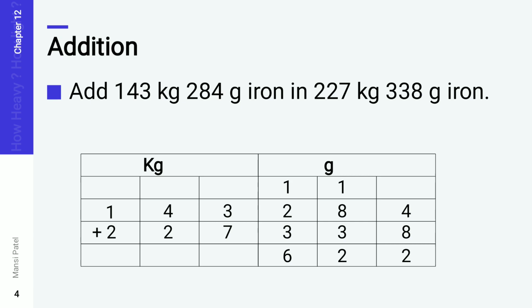3 plus 7, it's a 10. So 0 we have to write down here and 1 on the carry. 1 plus 4, 5. 5 plus 2, 7. And then 1 plus 2, 3. So what is the answer? So your answer is 370 kilogram. And how many grams are there?